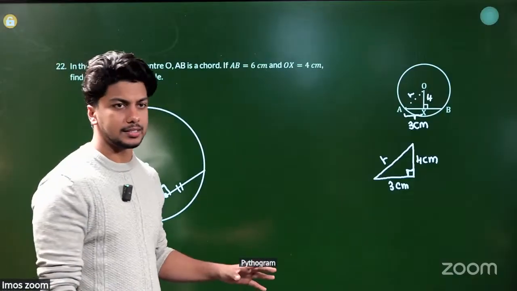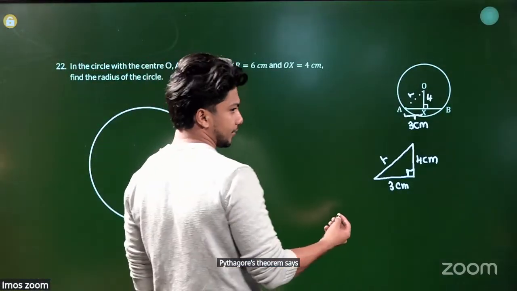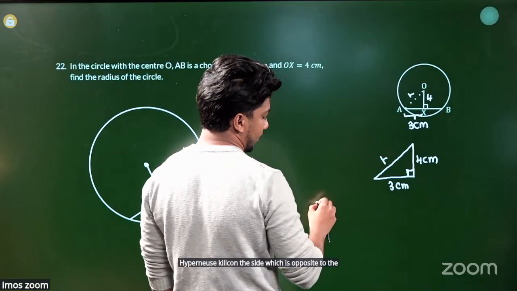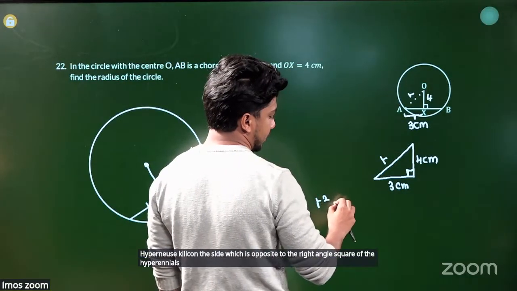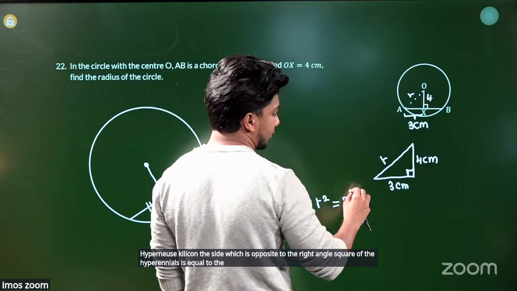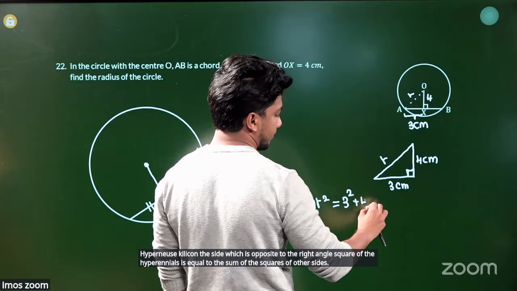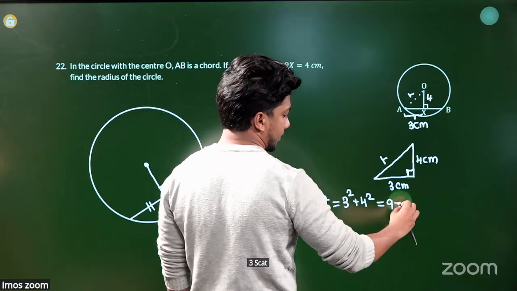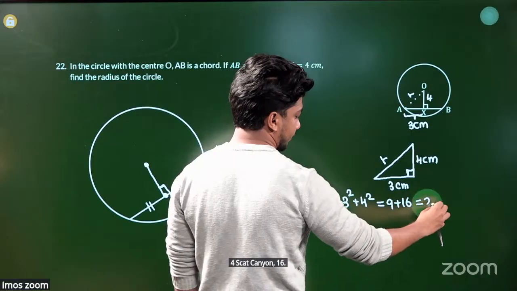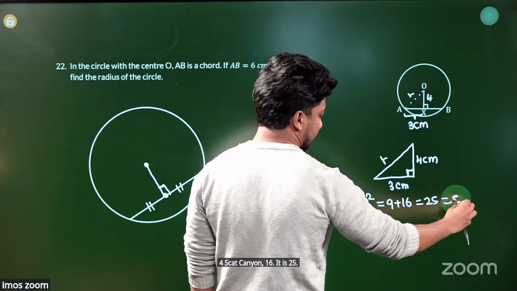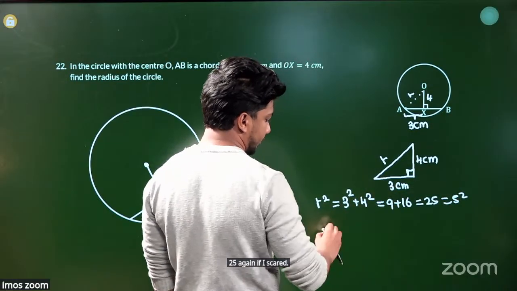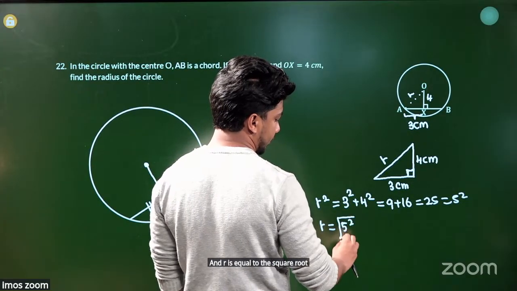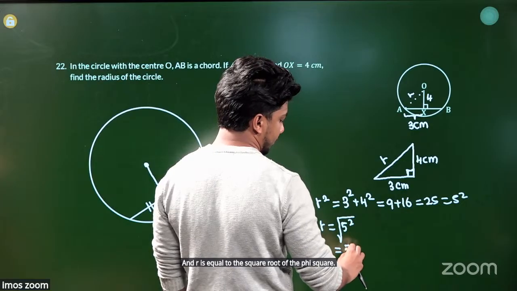Pythagoras theorem says the square of the hypotenuse. Hypotenuse, what do we write? The side which is opposite to the right angle. The square of the hypotenuse is equal to the sum of the squares of other sides. Correct? So 3 squared is 9, 4 squared is 16, it is 25. 25 is 5 squared. And r squared equals 5 squared, and r is equal to the square root of 5 squared. So r is 5 centimeters.